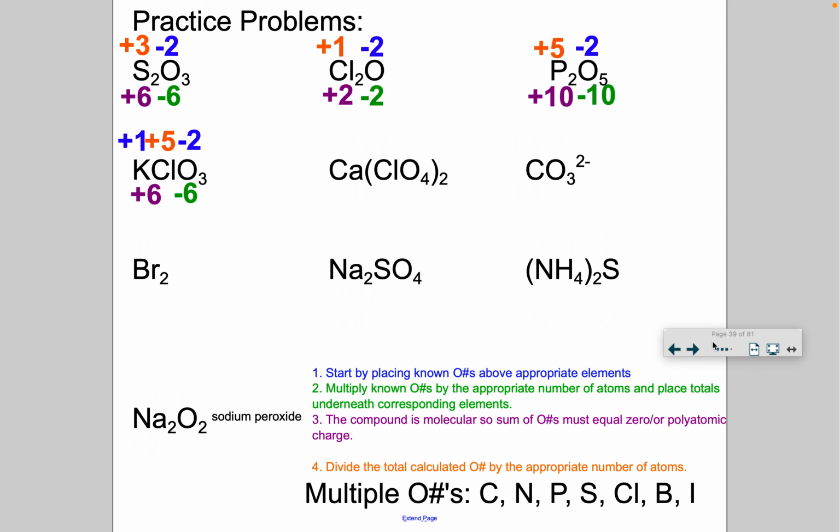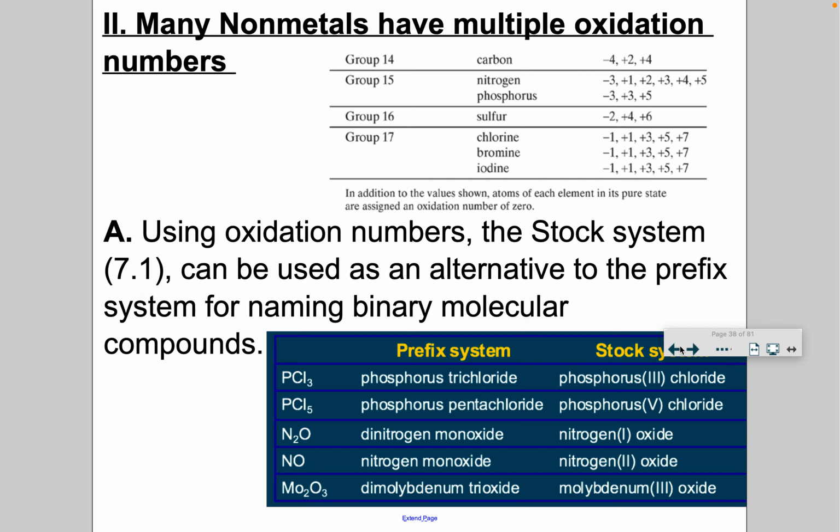And chlorine is one where it can be +5. Go to the previous table. Look, it can be +5.